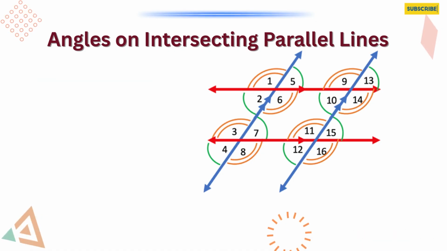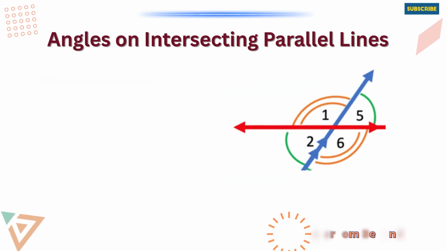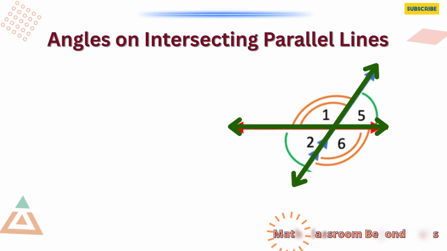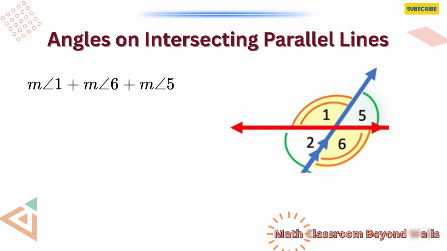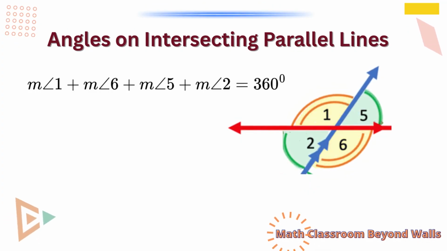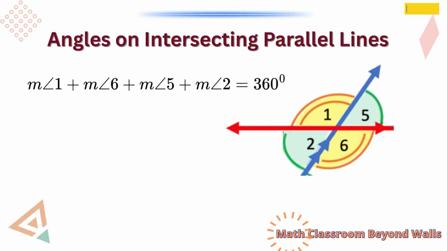Let us have a closer look at the diagram that we have here. Recall that around a point of intersection, the measures of all angles formed add up to 360 degrees. So, if the measure of one angle is known, the measure of the other 3 angles can be determined.